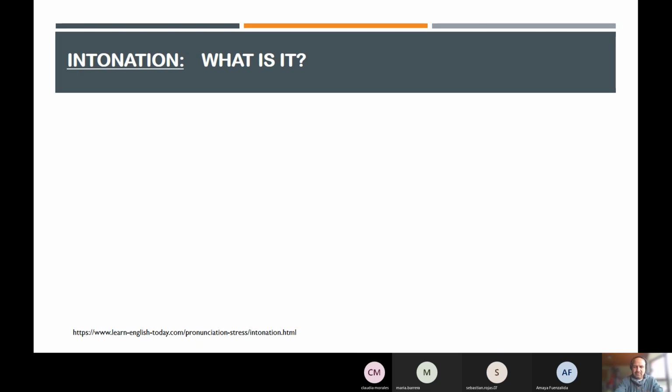Do you know how to define what intonation is? What if I ask you, can you define intonation? What would you say? It's like giving context to our words. Okay, all right, good answer. Any other answer? To complement or going into a different direction?